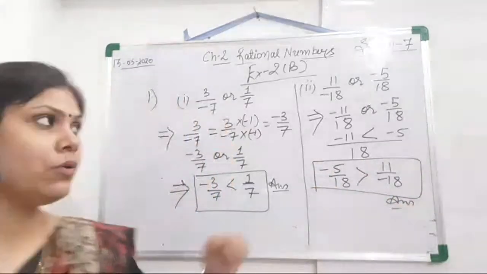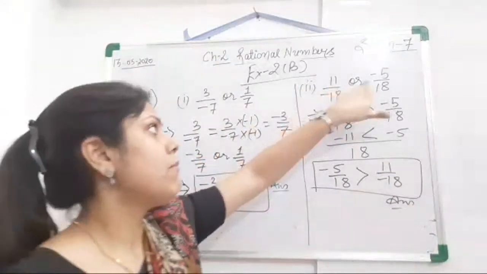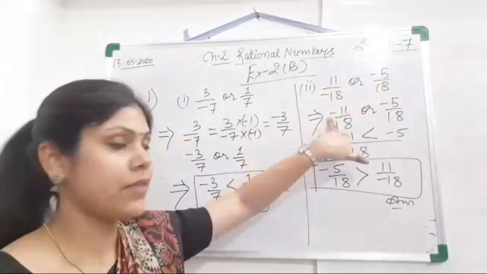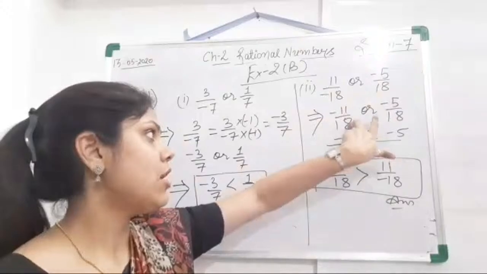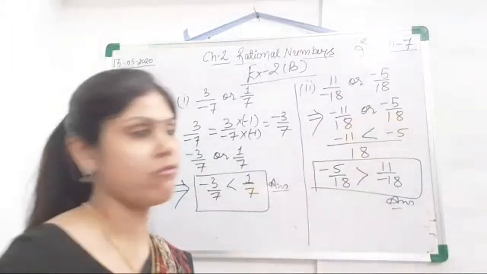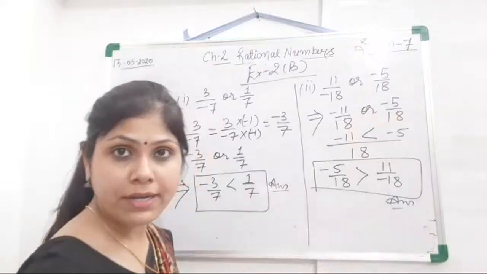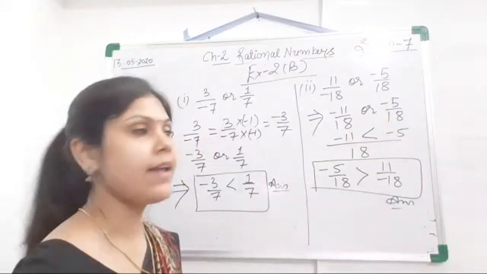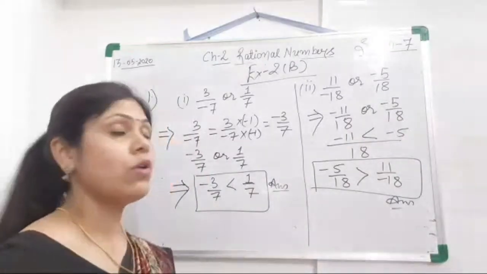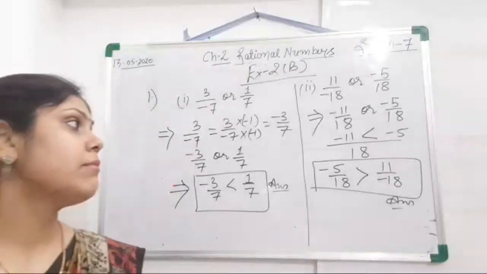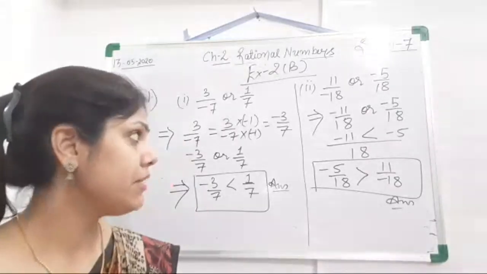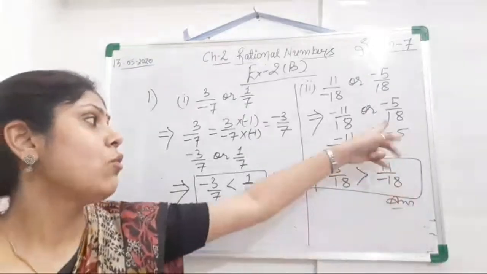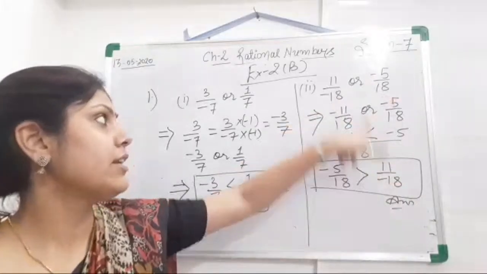Once again I am telling you, 11 upon minus 18 or minus 5 upon 18. First you have converted the denominator to positive. Now you can very easily compare from here because both the denominators are the same, and in the numerator one is minus 11 and one is minus 5. So now what will you write here? Minus 11 and minus 5. Minus 5 will be greater than minus 11, as you know, we have studied integers. That means minus 5 upon 18 is greater than 11 upon minus 18.